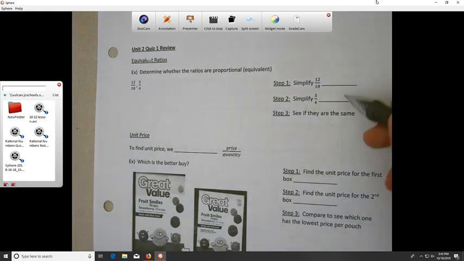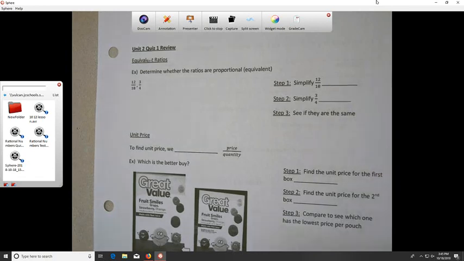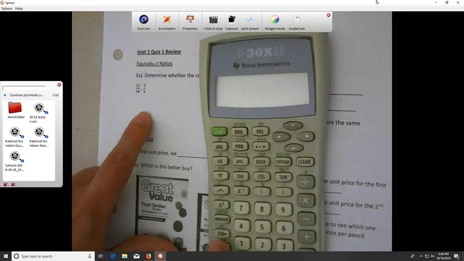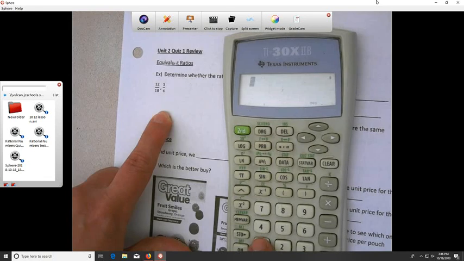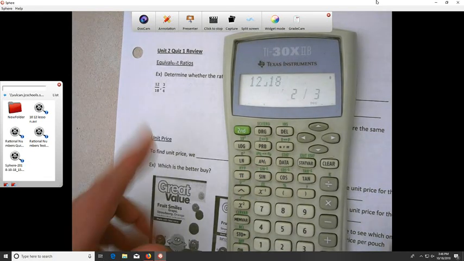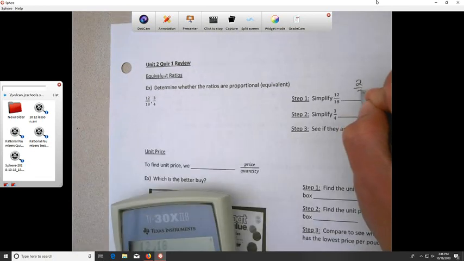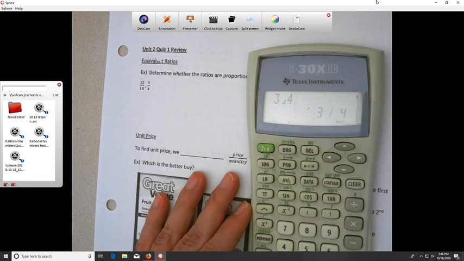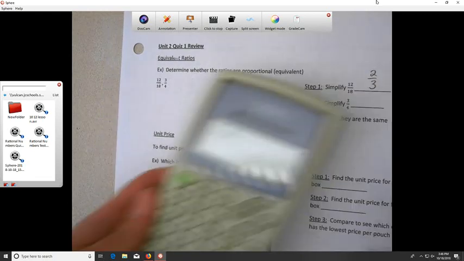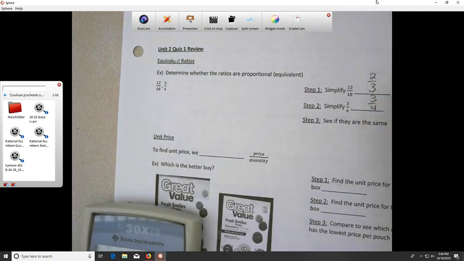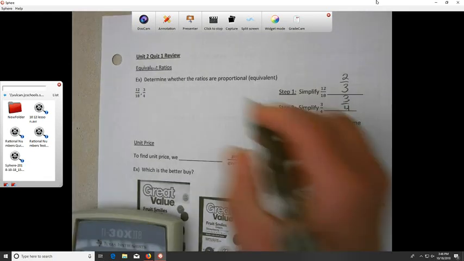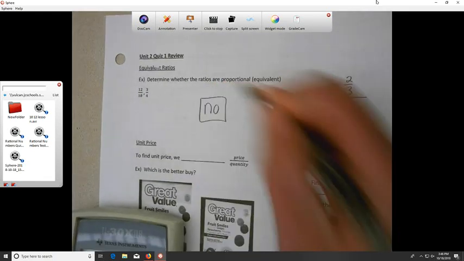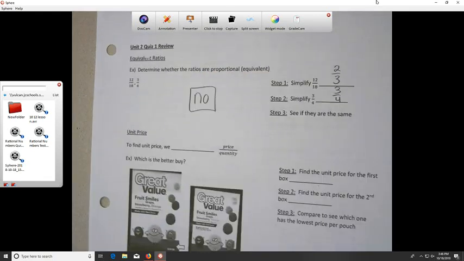Alright, so the way I did it over here was just simplifying. So I'm just going to type into my calculator the first fraction, which is 12/18, and that simplifies down to 2/3. Then if I type in the second fraction, 3/4, that's already simplified. It's still 3/4. So when I look at these, I can see that they're not the same, so I'm going to say no, that's not a proportional relationship.